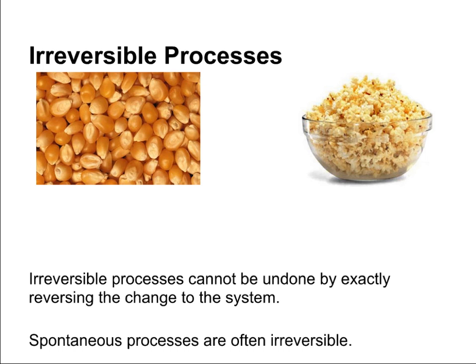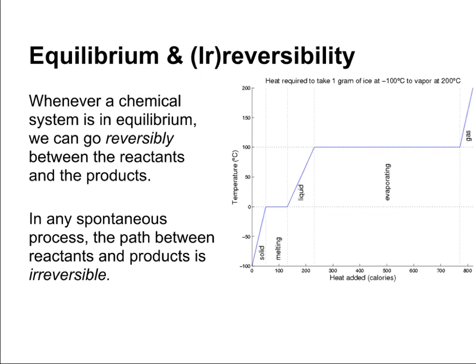Some processes are irreversible. They can't be undone by exactly reversing the change to the system, no matter how much energy you add. We can't unpop popcorn once it's been in the microwave. Spontaneous processes are often irreversible. Let's talk about equilibrium and reversibility of processes. When a system is in equilibrium, we can go reversibly between the reactants and the products. So in any spontaneous process, the path between the reactants and products is irreversible.